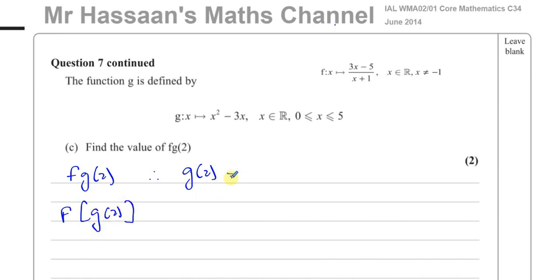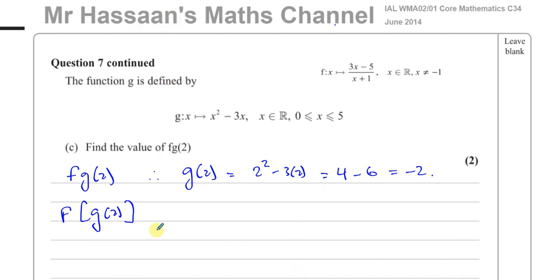g2 is found by putting 2 inside this function, which is going to give you 2 squared minus 3 times 2, which is 4 minus 6, which is negative 2. Let's have a look here.